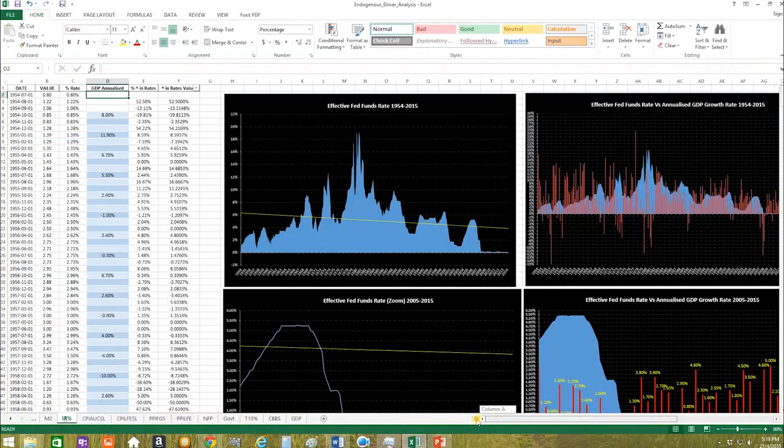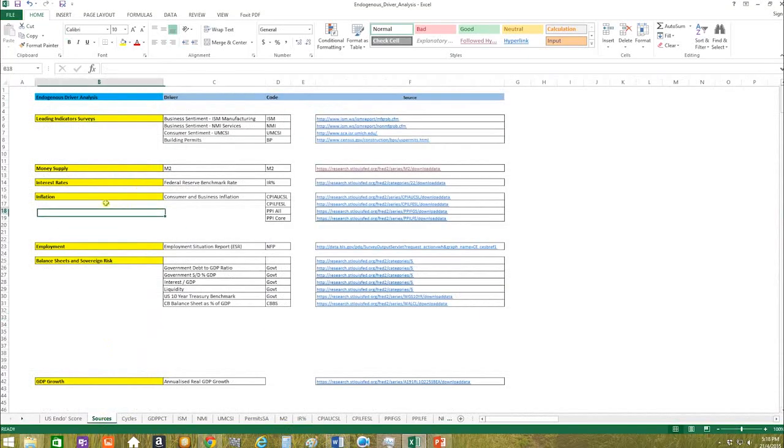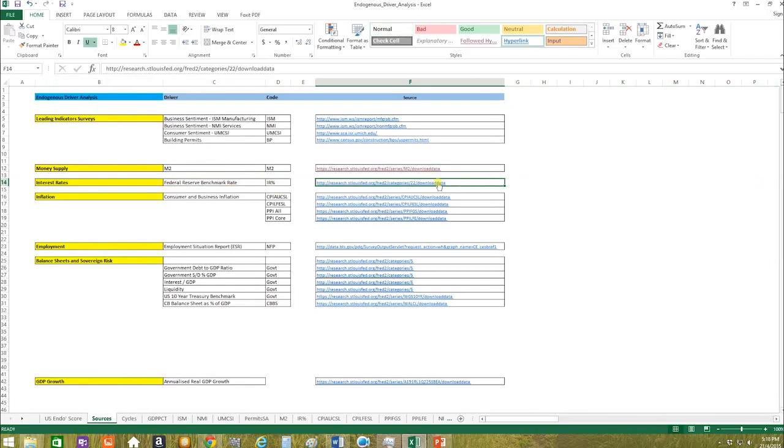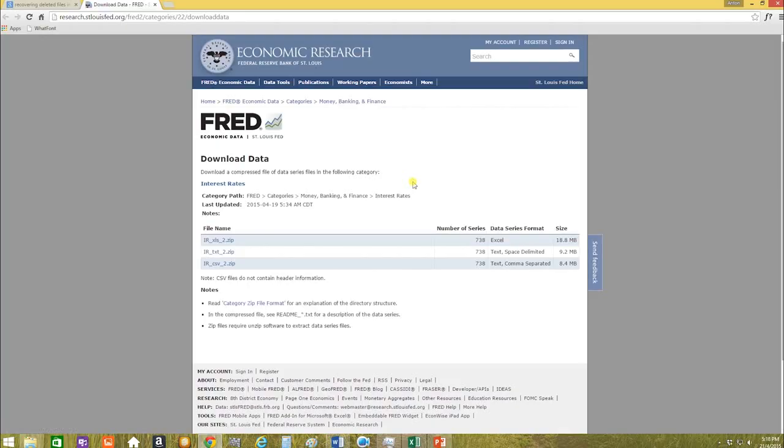So we're currently in the interest rate sheet here. As you can see at the bottom, the IR percentage sheet is next to the M2 money supply. And if we go into the sources tab first, we can see on row 14 our interest rate source, the Federal Reserve benchmark rate, and we can click onto this and go to the St. Louis Fed website. We can see directly on this page we have 3 files, and we can download these files to get the data, no problem.